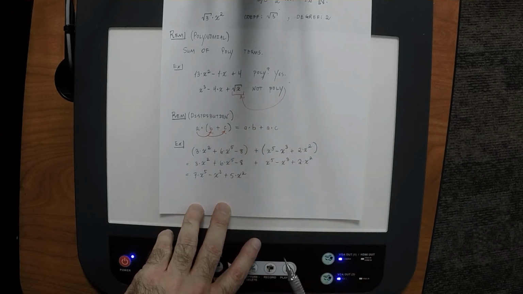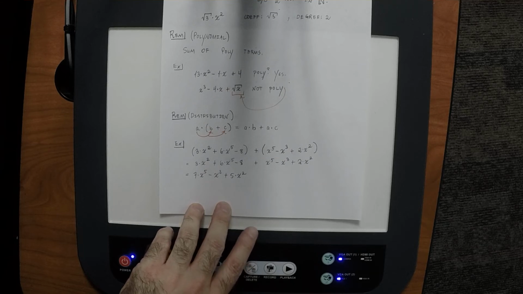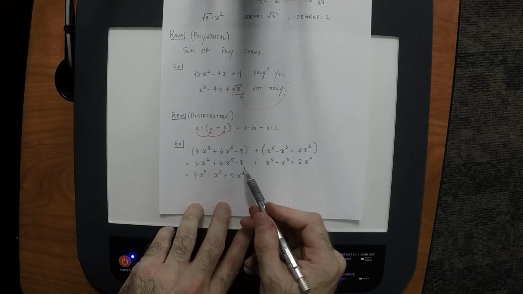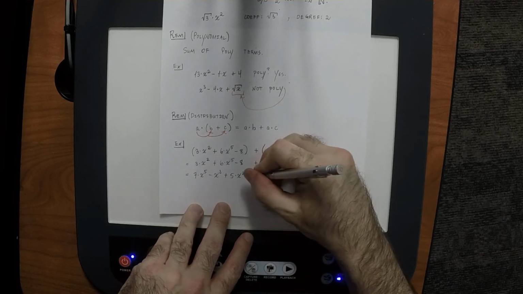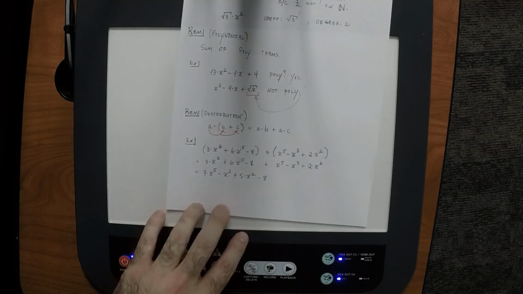And then any degree 1 terms? No degree 1s. What's that one? That's constant, right? So you might refer to it as degree 0 because it's got no x's in it. 0 x's are in it. So minus 8 there. Any question about this?